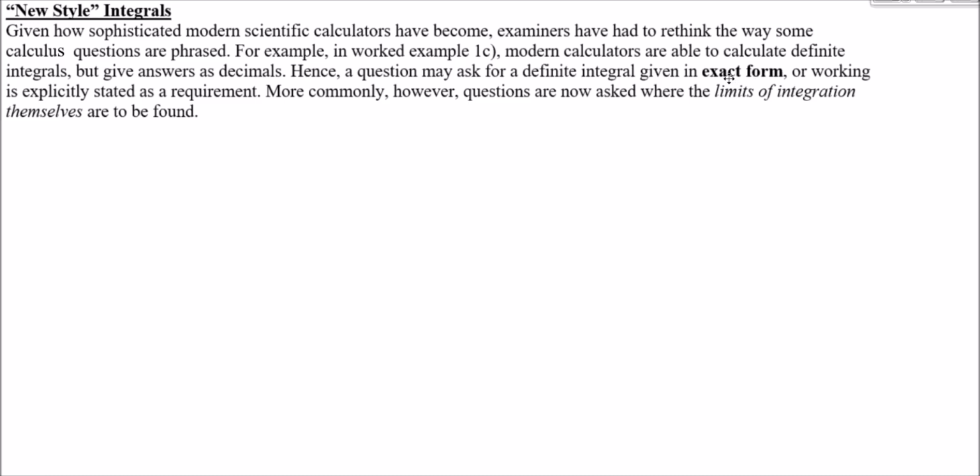Another way the examiner can almost force you to prove you're not just mindlessly using your calculator, but to know what you're doing. They'll ask you to also show working sometimes, but more common than that, and I think rather clever, is that now they ask you what the limits of integration are themselves. Whereas when I was doing my A-levels, we'd tell you the limits of integration, then you just have to compute it, often without the calculator. But now, because the calculator is so powerful, this is a way of just flipping the question, if you like. So I'm going to give you 2 examples on these.